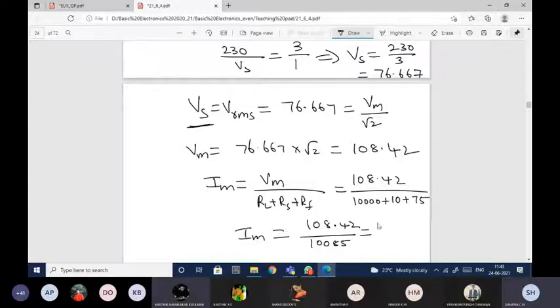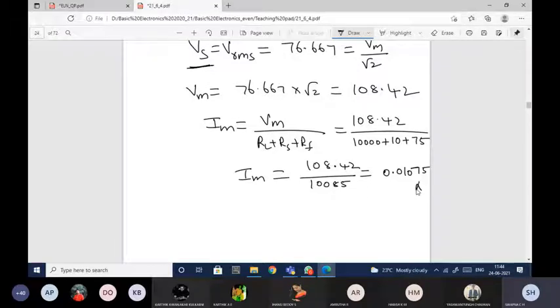Im is 0.01075. Just check again. 108.42 divided by 10085, okay, fine. 0.01075 amperes. Okay, this is your Im.